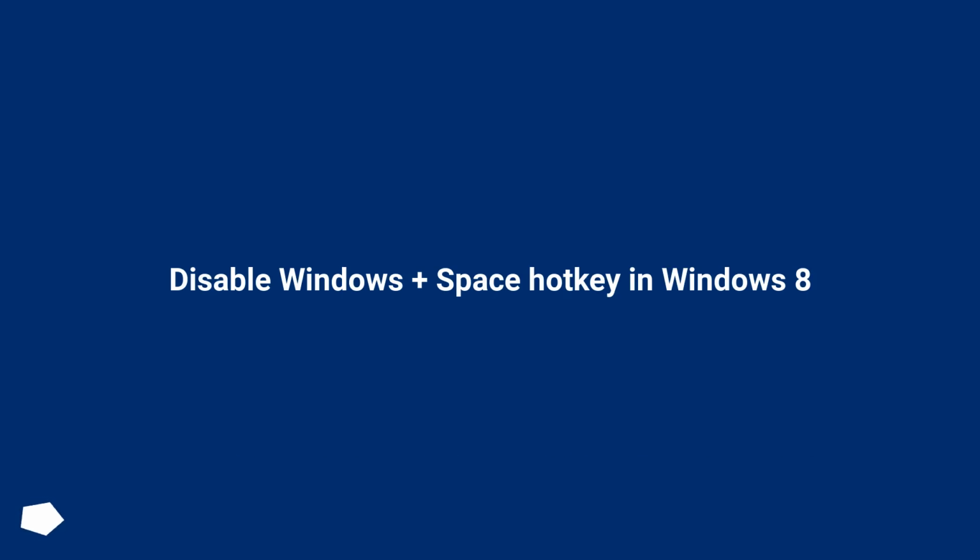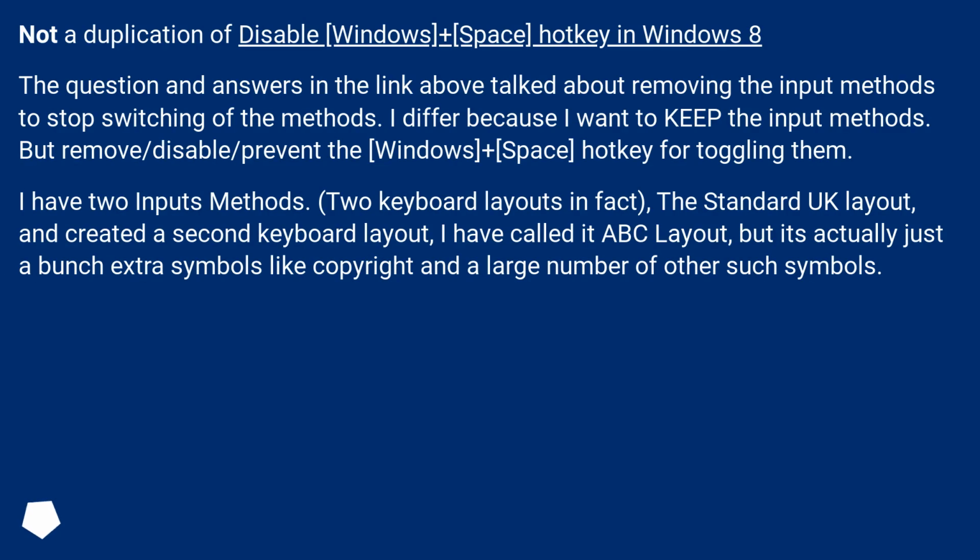Disable Windows plus space hotkey in Windows 8. Not a duplication of "Disable Windows plus space hotkey in Windows 8". The question and answers in the link above talked about removing the input methods to stop switching of the methods. I differ because I want to keep the input methods, but remove/disable/prevent the Windows plus space hotkey for toggling them.